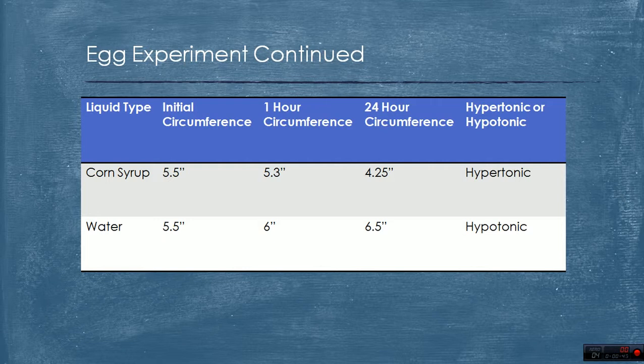Using string and a ruler, we measured the circumference of each egg. We then placed an egg into both beakers, and after an hour measured the circumference of each egg. We then placed the eggs back into the solution and took the eggs out after 24 hours and recorded the circumference again.